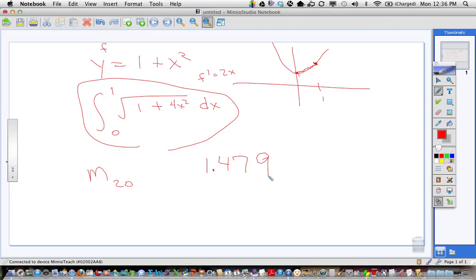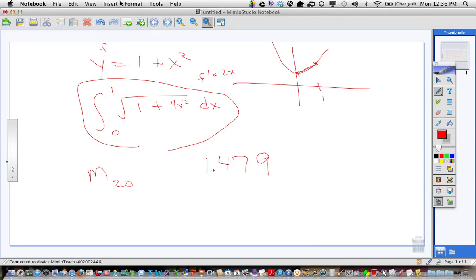Okay? In part B, it says find it exactly. That said use a table of integrals. We said just use your calculator. And sure enough, it's like 1.4789, something, something. Okay? So that's 6. We'll skip 9 for a minute. Let's go to, what was next? 12.